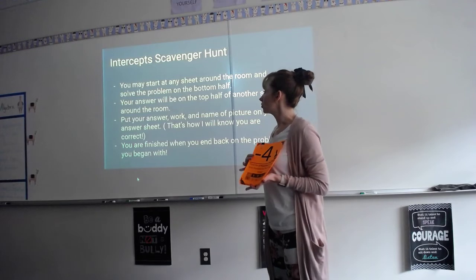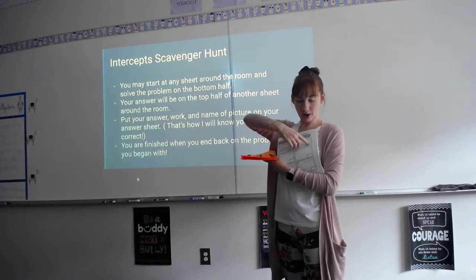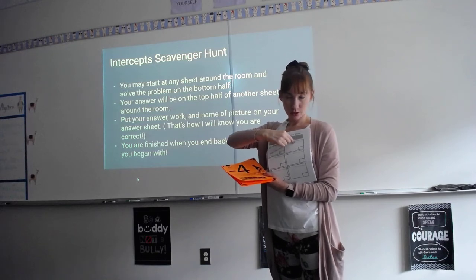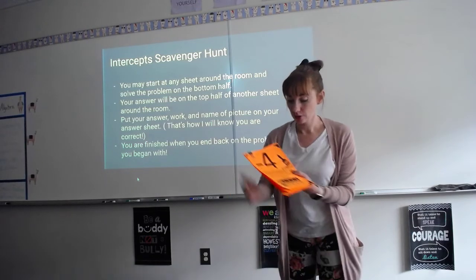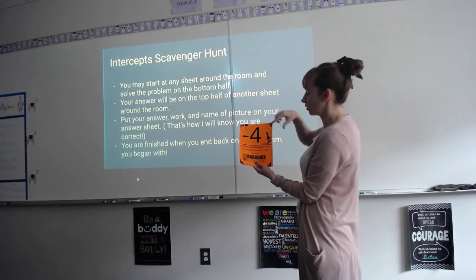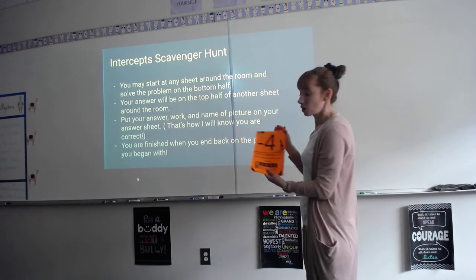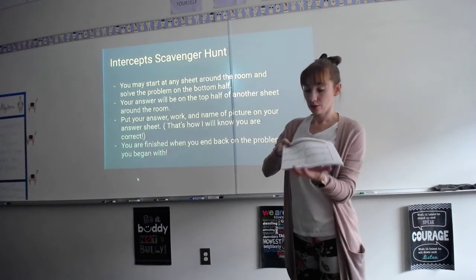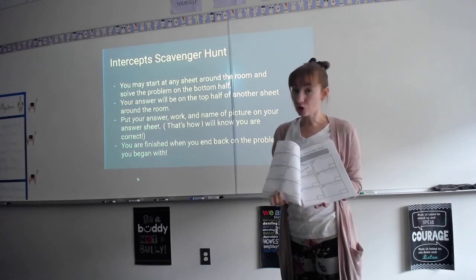So you need to put your answer right here on the bottom. You're going to put your work here in that big spot. And then there's this really long little box right here where you are going to name the picture on your answer sheet. Each picture is going to have a little construction-y kind of doodad here that you need to write what it is. And that's how I will know you are correct, because you're going to go in a loop. You're finished when you end up back on the problem you began with. So the answer that you have for number 1, you're going to have for number 13, and then you know you're done.